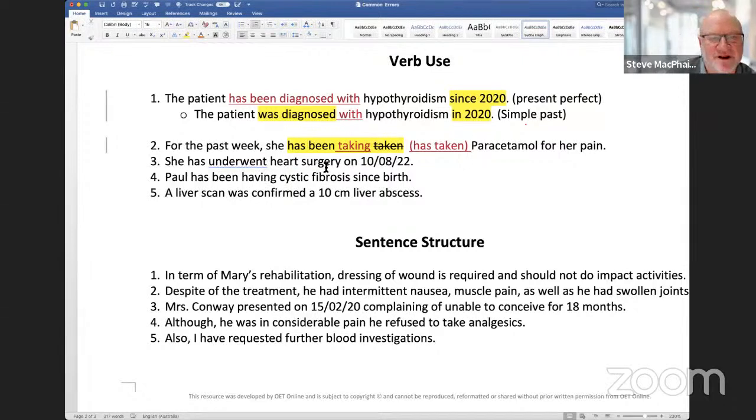She has underwent heart surgery on 10 of August 2022. She has underwent. Now, this is a bit of a problem. We've used present perfect, but it doesn't really work. She has underwent.